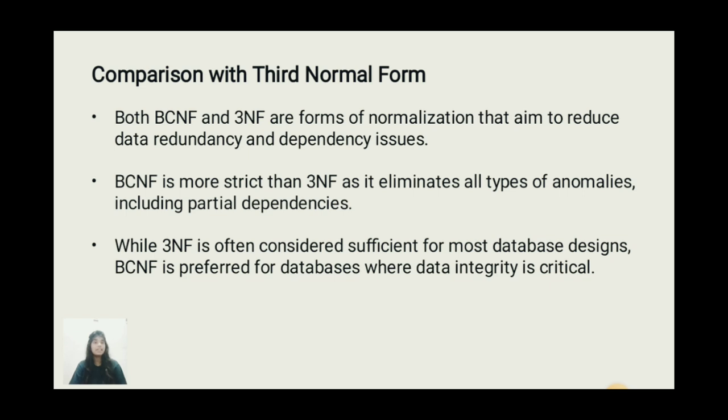Comparison with 3NF, or third normal form. Both BCNF and 3NF are forms of normalization that aim to reduce data redundancy and dependency issues. BCNF is stricter than 3NF as it eliminates all types of anomalies, including partial dependencies, while 3NF is often considered sufficient for most database designs. BCNF is preferred for databases where data integrity is critical.